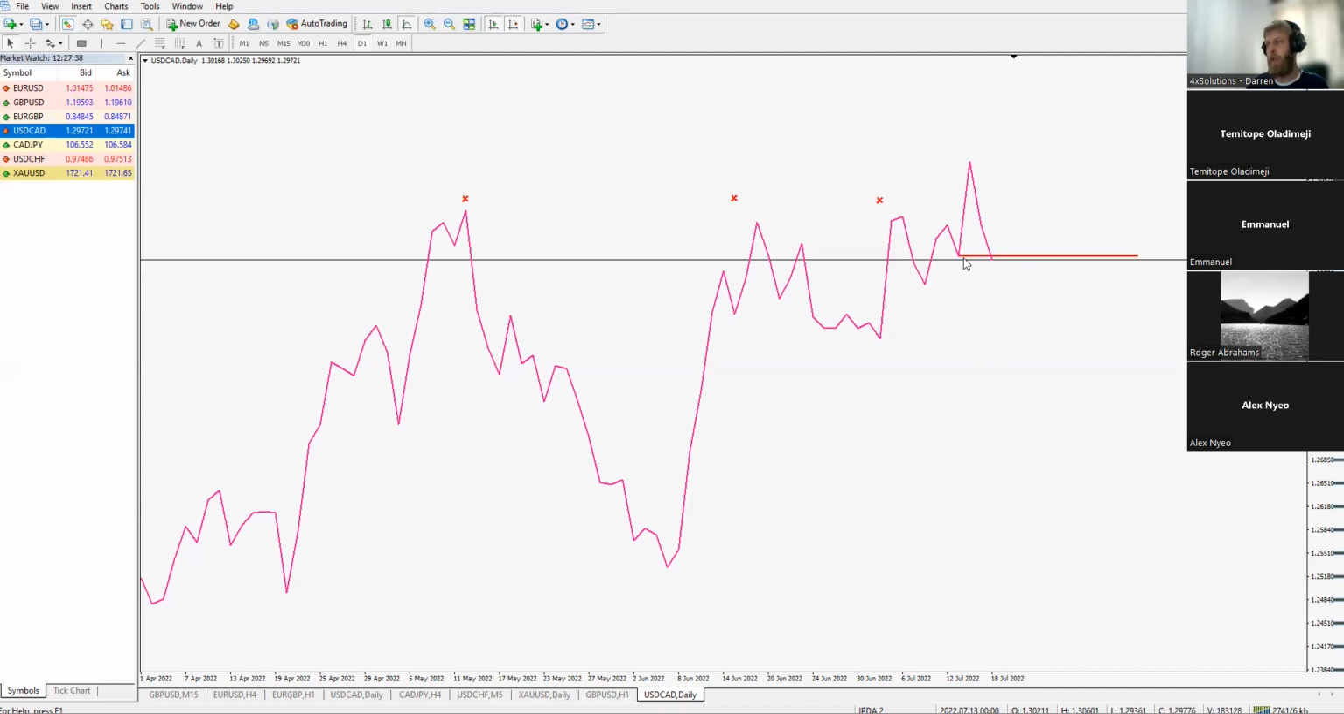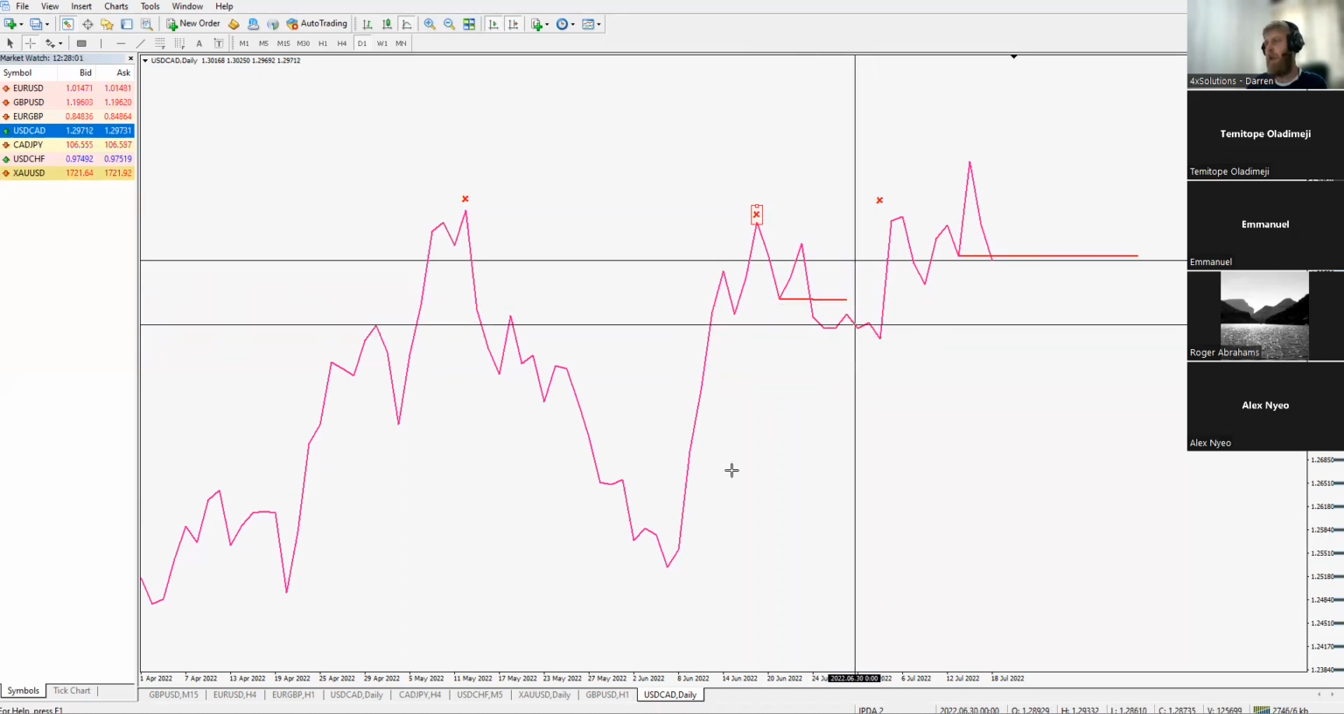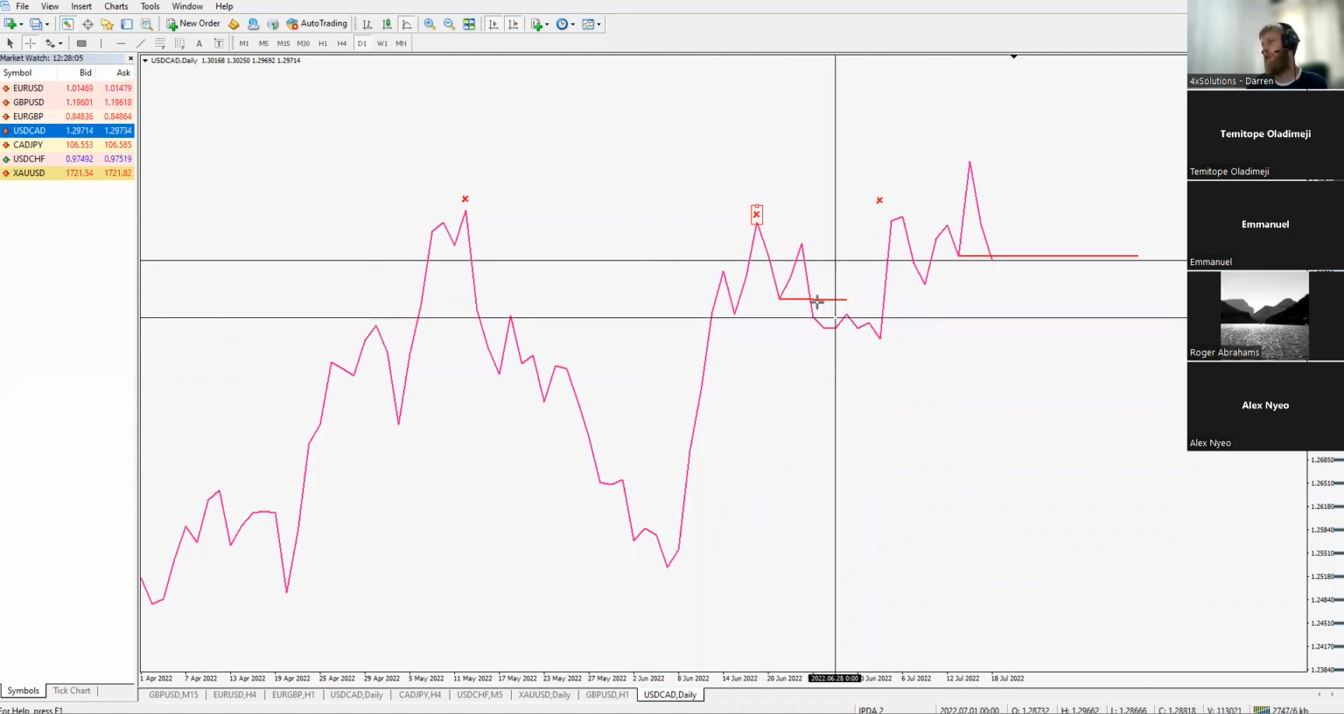In terms of breaker versus mitigation, failure to have taken out the highs would have resulted in a mitigation. So something over here like this would have been a short-term mitigation. You can see that this high here failed to take out this high here, and then the market structure just traded lower. However, the overall time frame was bullish, so this is basically just a short term.